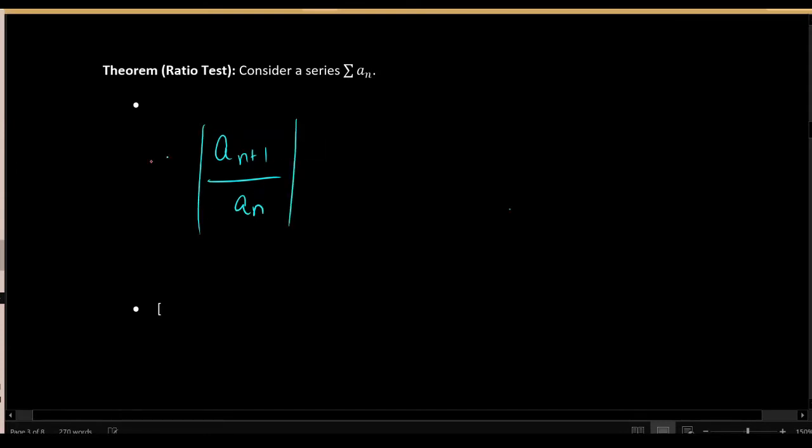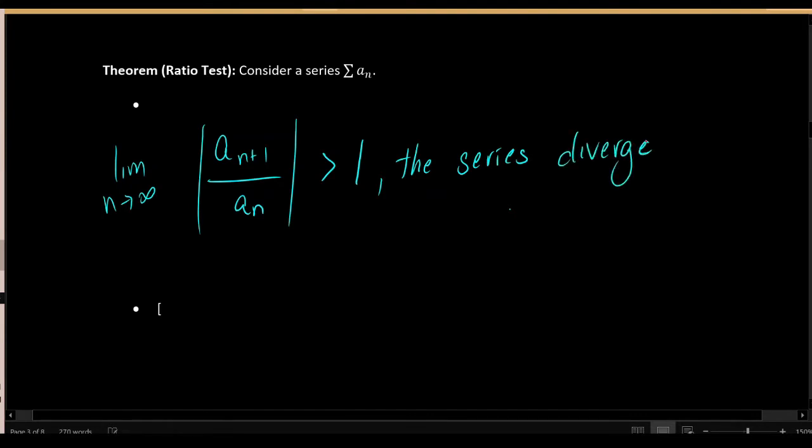If this ratio in magnitude as n goes to infinity is approaching a number which is anything larger than 1, strictly larger than 1, then the series must diverge. If you take the ratio of a sub n plus 1 divided by a sub n, and you take the limit of that as n goes to infinity, if the resulting number is anything greater than 1, your series must diverge.